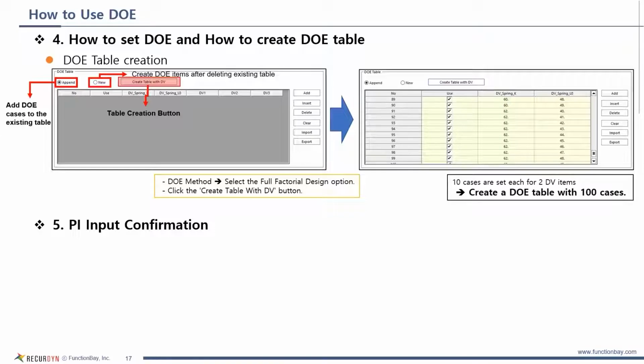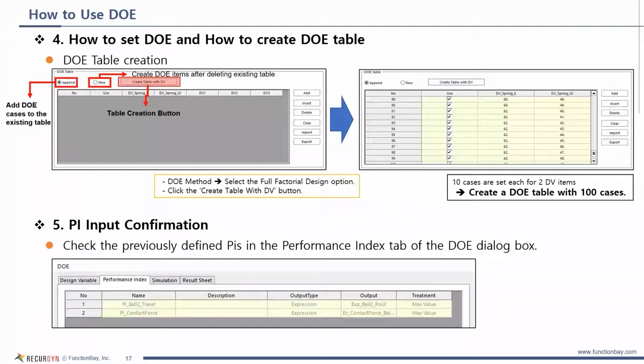Next, check the previously defined performance indices. When looking through the Performance Index tab of the DOE dialog box, you can check the output type, output target, and treatment of items created with PI.